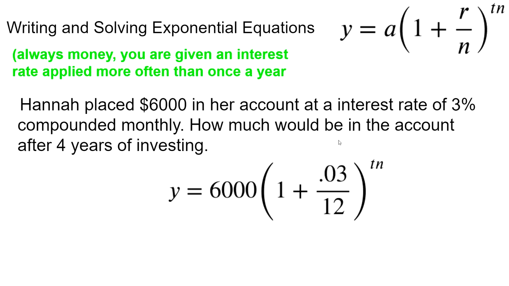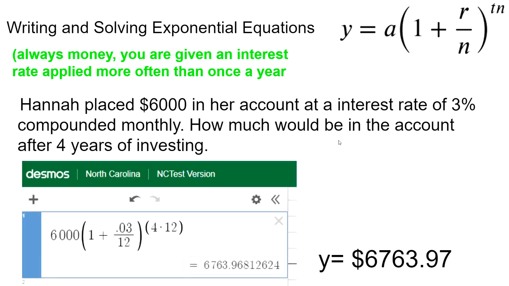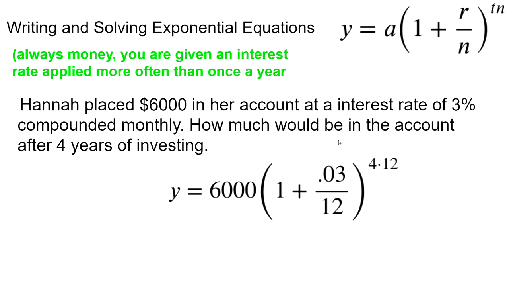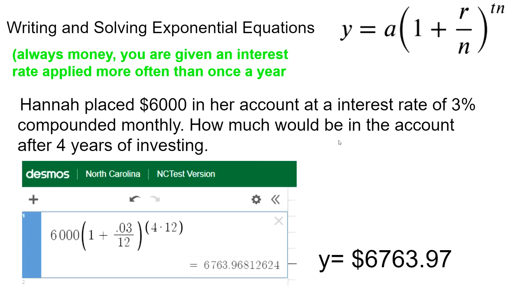Now our t, that's going to be the number of years. That's going to be 4, and then we're going to multiply it by 12. So it's going to be 4 times 12 because the n is a 12. And you don't have to go crazy and do a bunch of stuff. This is all you need. If you type it in exactly the way it looks in the Desmos, it's going to give you your answer, $6,763.97.